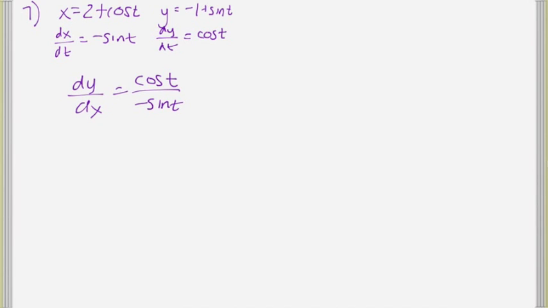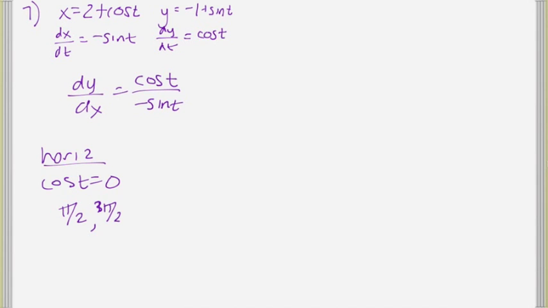Because if we are looking for where the curve has a horizontal tangent, what is true about the slope when we have a horizontal tangent? 0. The slope equals 0. When does a fraction equal 0? When the top is 0. So I would set cosine of t equal to 0, and that happens at pi halves and 3 pi halves, etc. It didn't say between 0 and 2 pi, so etc. every odd multiple of pi over 2.